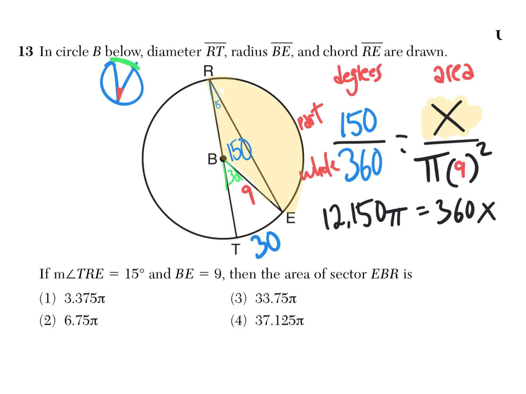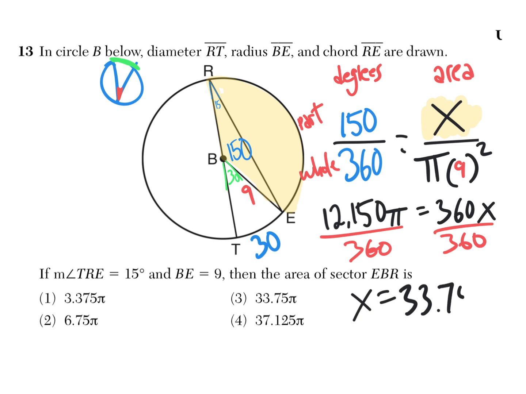360x. And so now what we're going to need to do is divide 12,150 by 360. And when we do, just so that we can see it, what is x? X is going to be 33.75 pi. You guys, you just figured out, the correct option is 3.